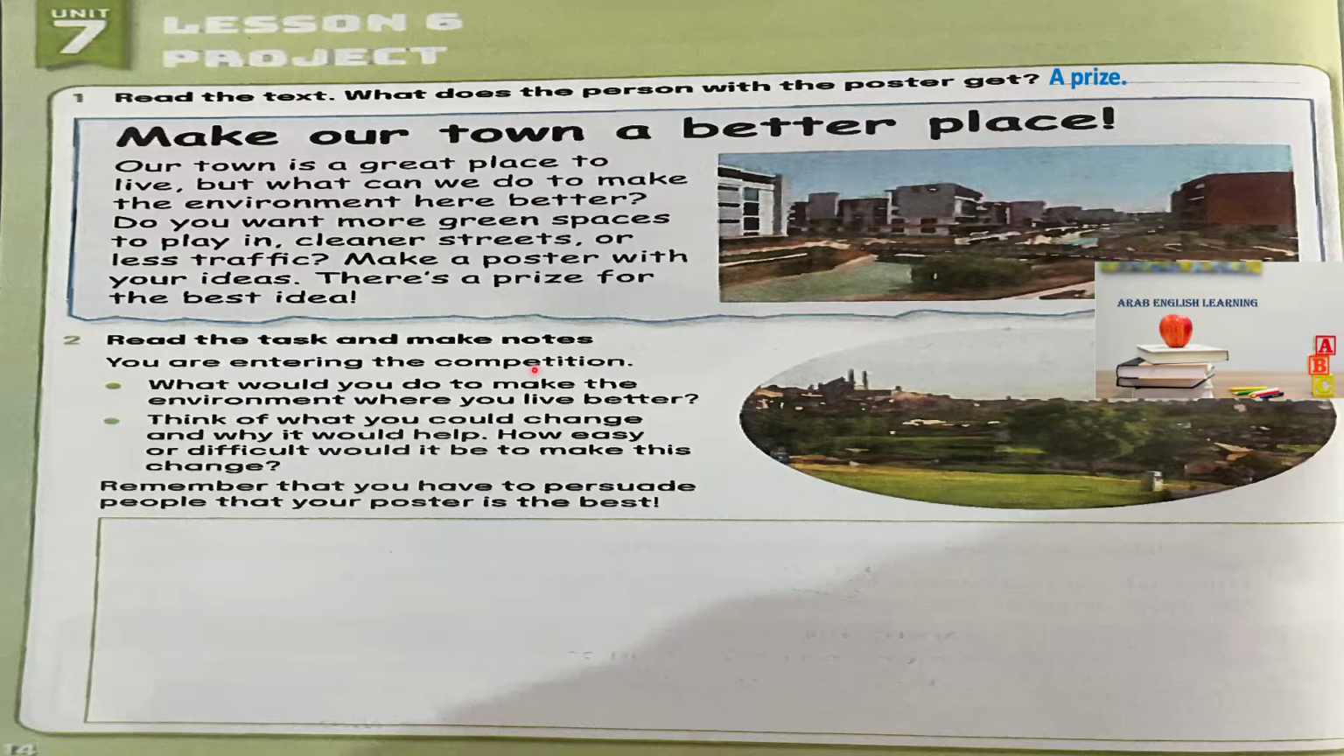Exercise 2, read the task and make notes. You are entering the competition. What would you do to make the environment where you live better? Think of what you could change and why it would help, and how easy or difficult would it be to make this change. Remember that you have to persuade or convince people that your poster is the best. You will draw here your ideas. Think how you can make your country or your city better and how you are going to do this, and try to draw it in the space. Don't forget to discuss it with your friend in the classroom.